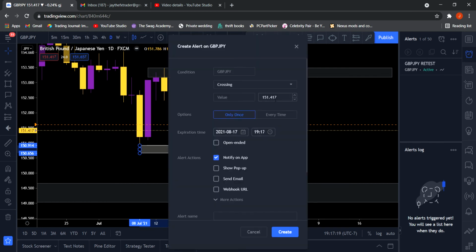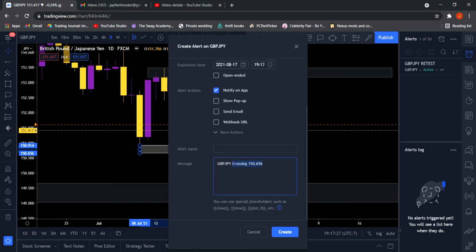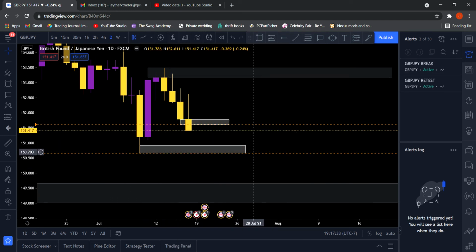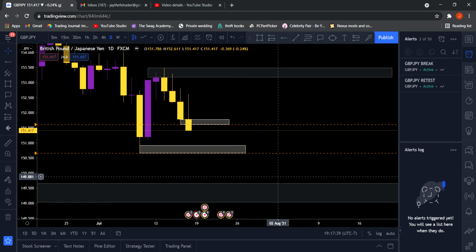Another alert at 150.656, GBP break. So that alert is just so I know GBP broke out of this, I mean broke below this 4 hour support.